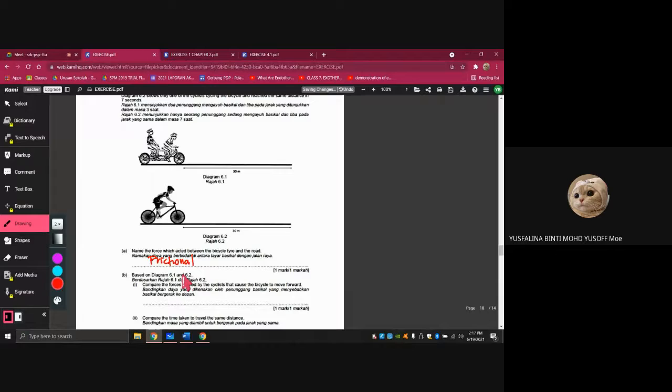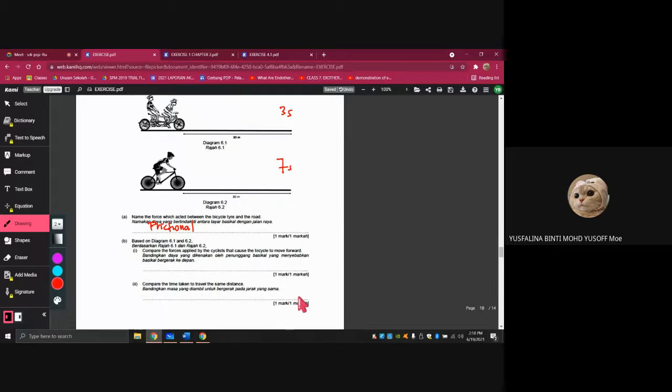Okay, for B, based on diagram 6.1 and 6.2, compare the force applied by the cyclist that caused the bicycle to move forward. So remember this one takes 3 seconds, this one takes 7 seconds. So which one has the higher force, 6.1 or 6.2? 6.1. So how do you want to answer here? The force applied by the cyclist for 6.1 is higher.